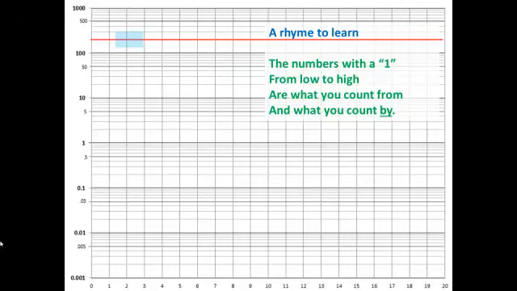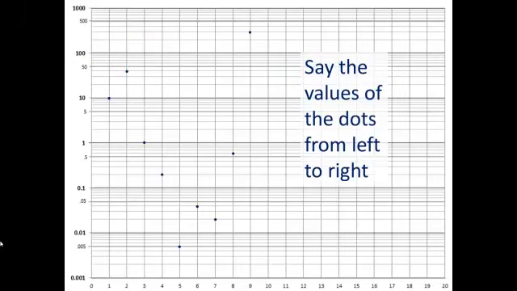Let's try another one. Alright, we're going to skip up ahead, see if you can get this one. Did you say 200? If you did, nice job, because you count from 100 by 100s as the rhyme would direct you to. The numbers with the 1 from low to high are what you count from or what you count by. So you count by 100s from 100. And the next lines up after 200 are 300, 400, 500s labeled for you all the way up to 1,000.